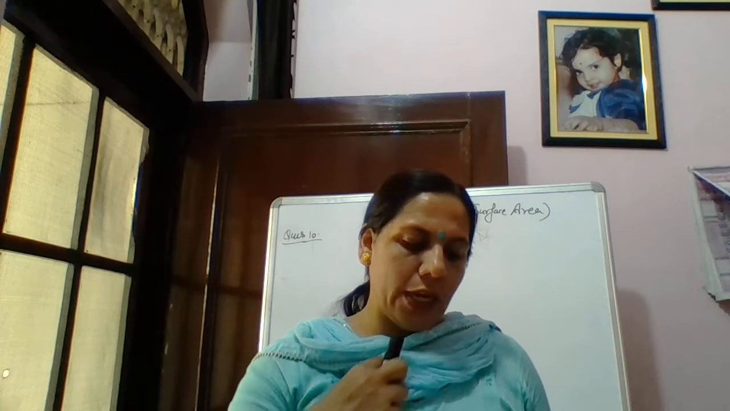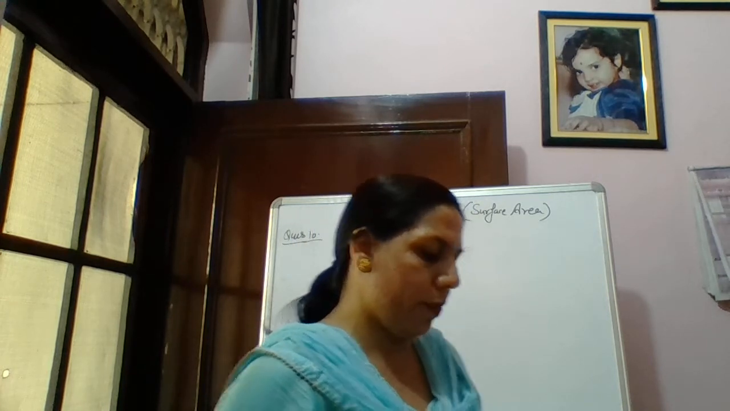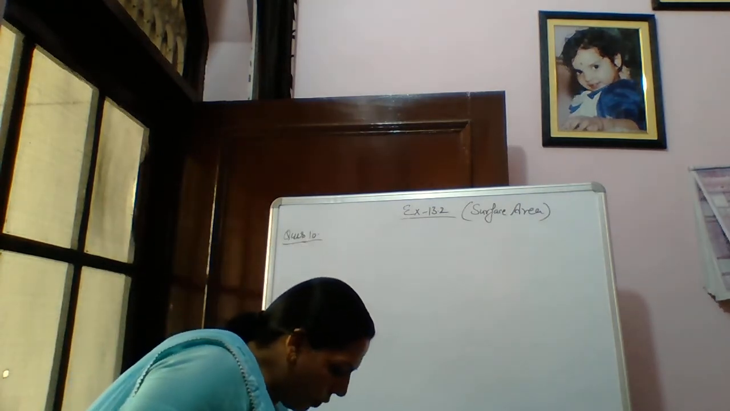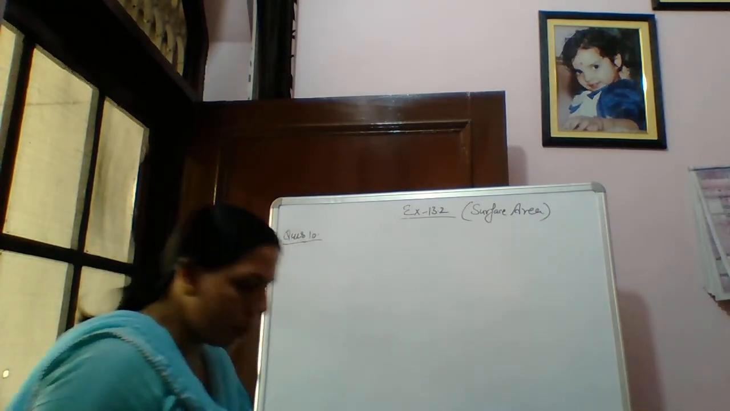In figure 13.12, you see the frame of a lampshade. It is to be covered with a decorative cloth. The frame has a base diameter of 20 cm and height of 30 cm. A margin of 2.5 cm is to be given for holding it over the top and bottom of the frame. Find how much cloth is required for covering the lampshade.